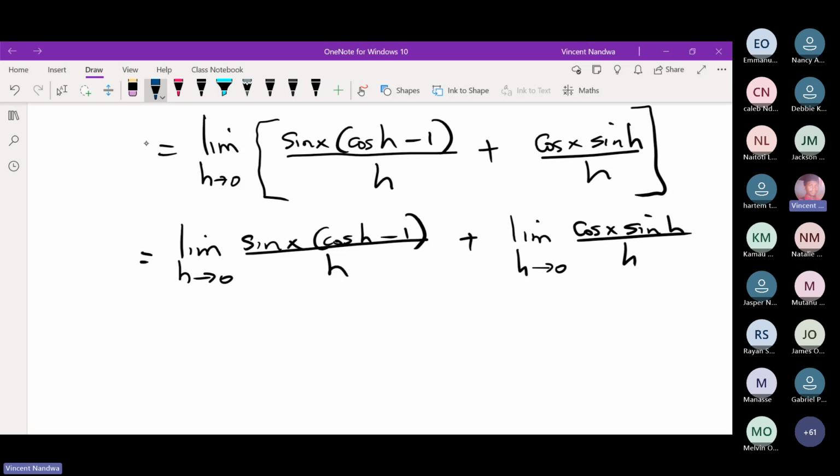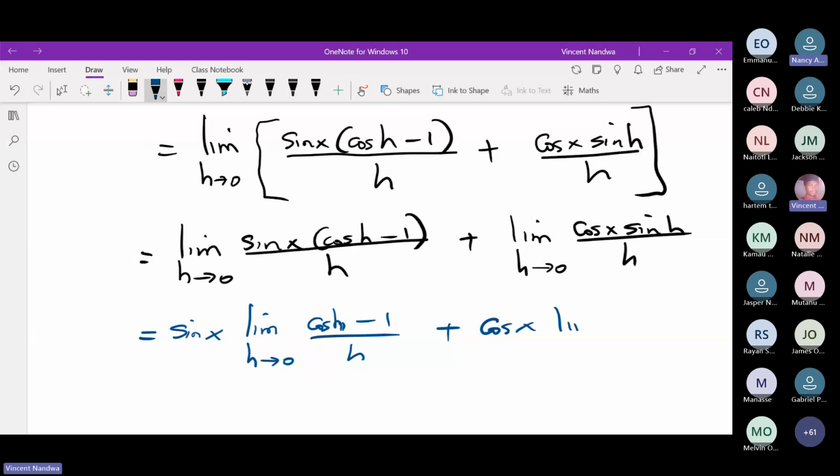So then what can we do to this? We factor out sine x, because the limit variable is h, not x, so x is not affected. So we factor out sine x and have the limit as h approaches 0 of cosine of h minus 1 divided by h, plus the second limit will be reduced to cos x times the limit as h approaches 0 of sine h over h. Good.